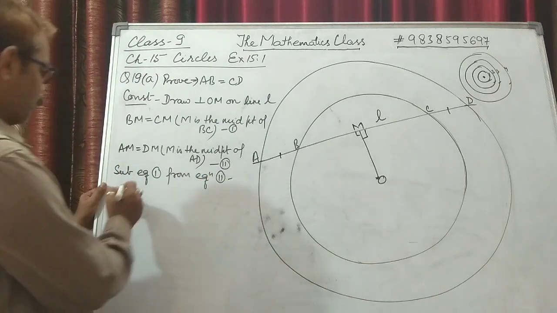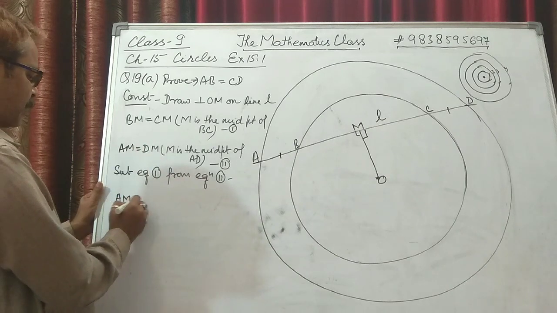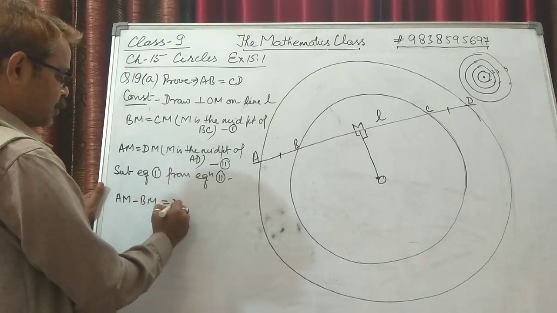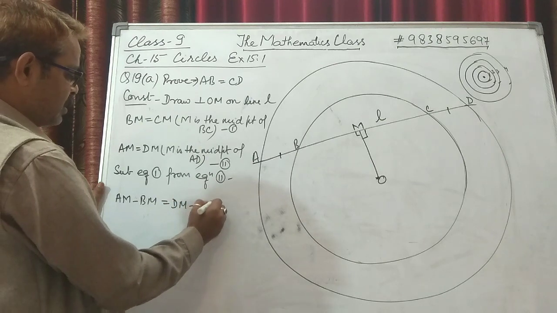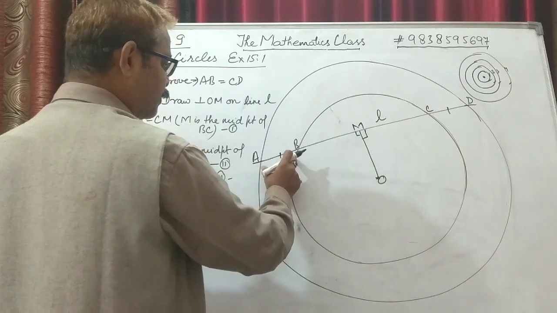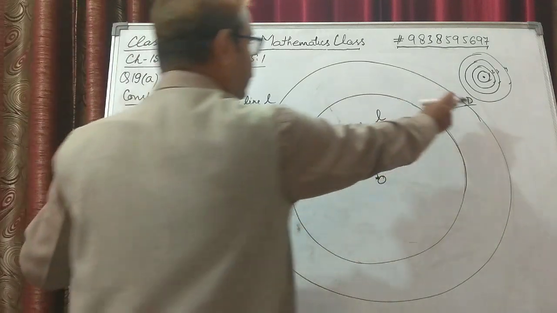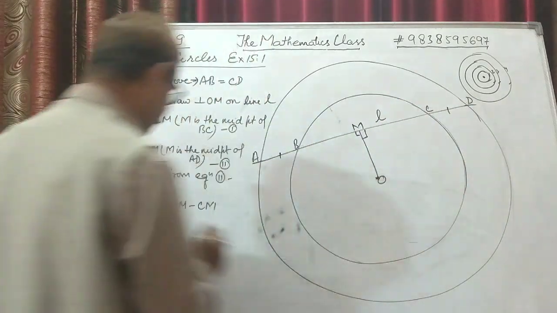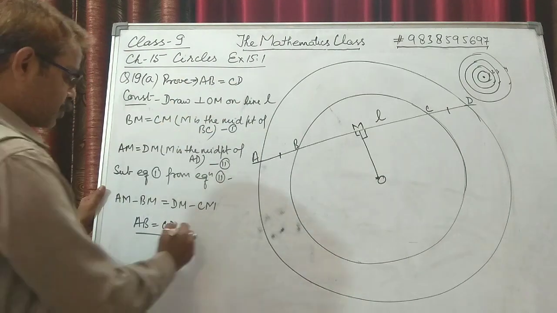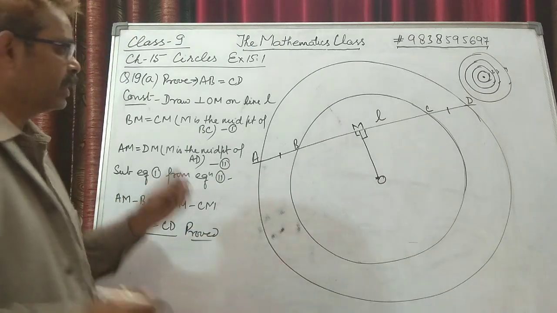When we subtract, left hand side and left hand side will be subtracted. So AM minus BM is equal to DM minus CM. In the diagram, AM minus BM will give you AB. So what we are left with is AB. And in the diagram, DM minus CM you will get CD. And that is what was required to prove: AB is equal to CD. So hence proved. I hope this is quite easy.